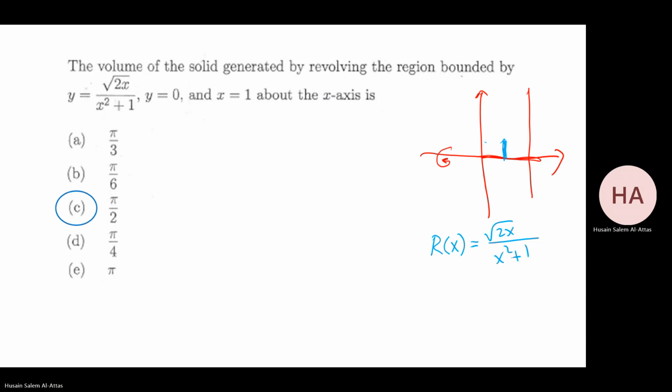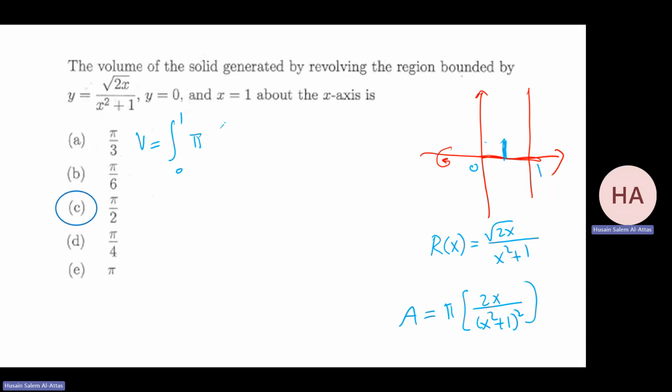And the area will be pi r squared. And that will be 2x over x squared plus 1, all squared. And it is from where to where? From 0 to 1. From 0 to 1. So the volume is pi integral from 0 to 1 of this one.